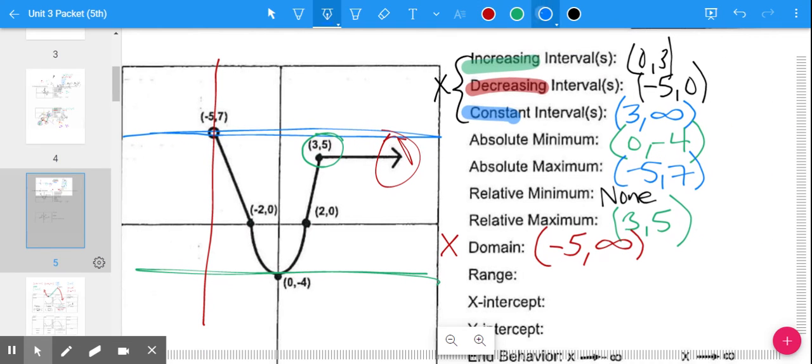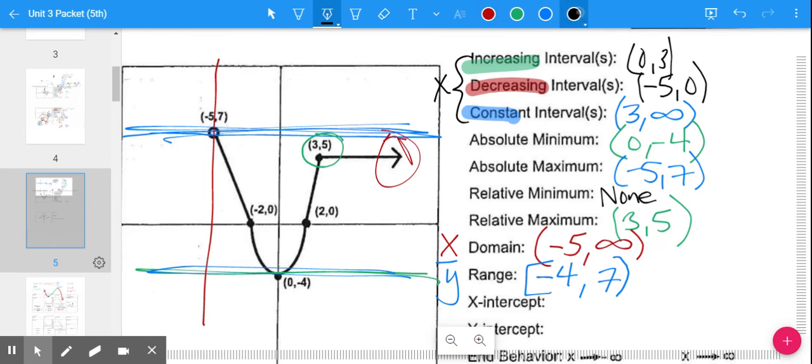So the range. Range is your y values. So it goes down to -4. Remember, it's your y values, so you look at the y part of your ordered pair. So it goes down to -4. -4 is a point on this line, so we use a hard bracket. And then it goes up to this highest point, which is at 7, but again, it has an open dot, so we use a parenthesis.